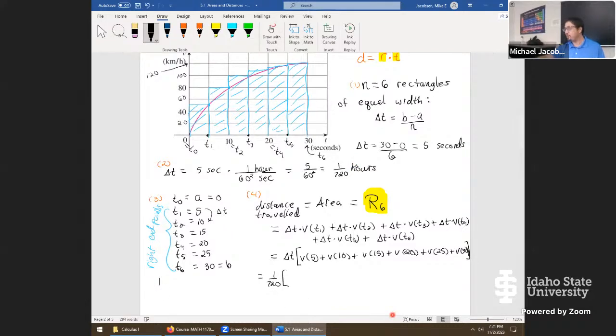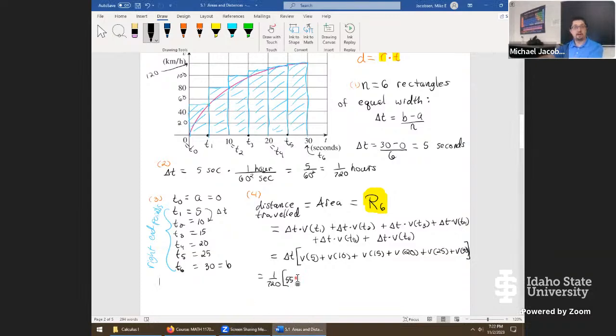Let me move this thing out of the way. It never seems to want to stay out of our way, but this is the portion of the problem where we're just going to estimate. So the velocity at time 1, or 5 seconds, here, let's eyeball it. Looks like 55, 56. I'll go with the 55.